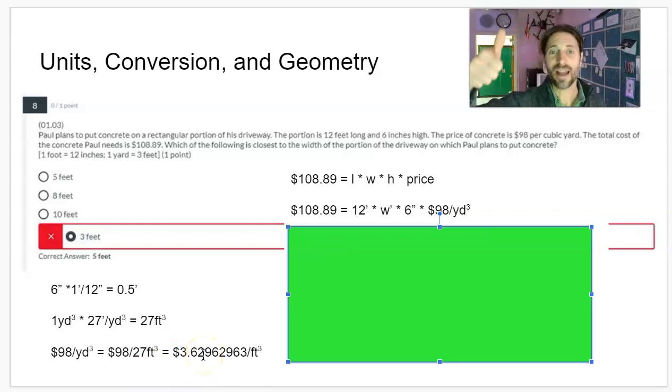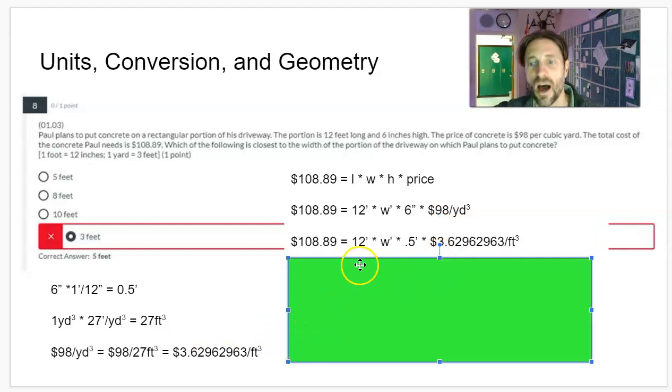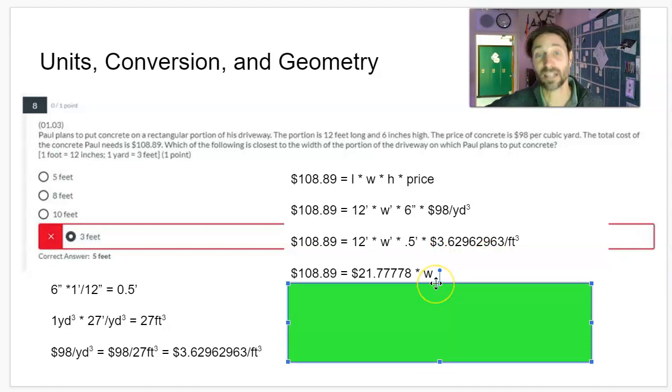So now I've got everything in feet, including my price. My price is per cubic foot. Cool. When I scroll down to my next step, you see here, now I've got everything listed in feet. Now, when I combine like terms, essentially I'm multiplying 12 times a half times 3.629, etc. I get 21.7778 times whatever the width is.